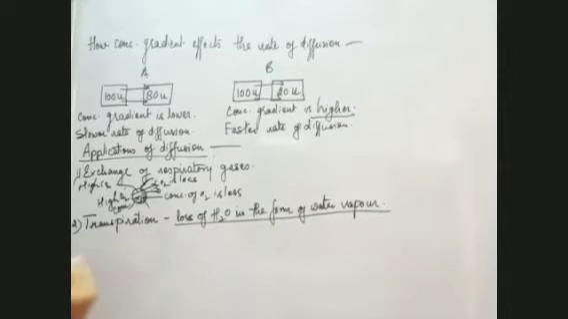So that is transpiration. The third place where you can see the diffusion process is release or diffusion of pheromones.